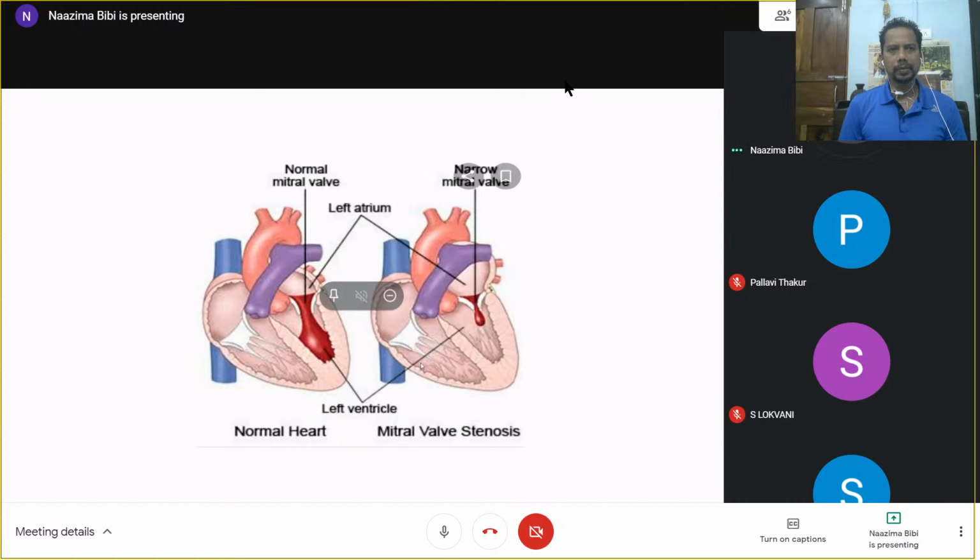So why should there be right atrial enlargement? The patient has mitral stenosis, so the patient should have left atrial enlargement. Right? So which is the best lead to look for these changes in the P wave in ECG?